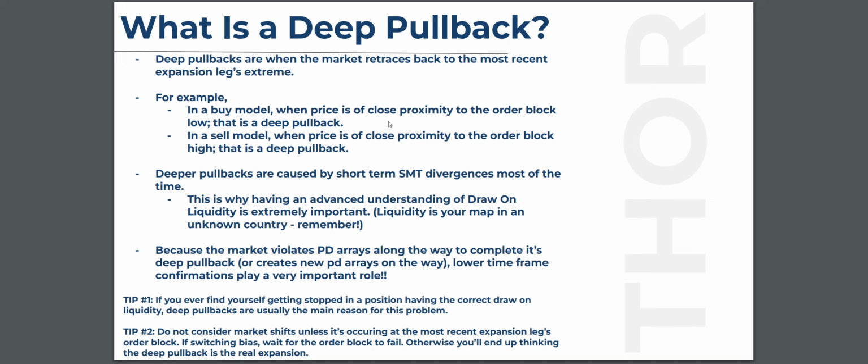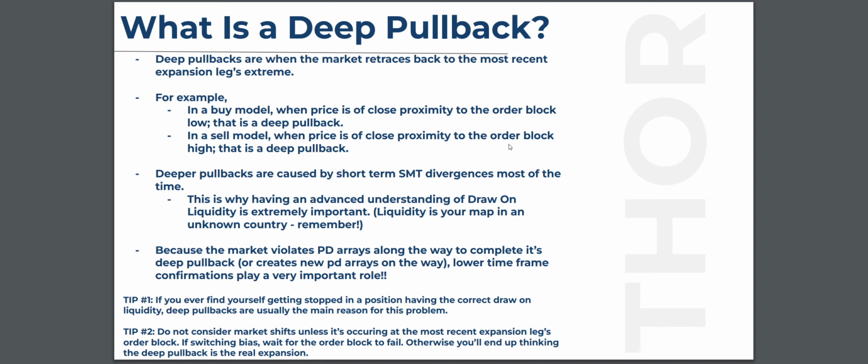Now, deeper pullbacks are usually caused by short-term SMT divergences most of the time. And these SMT divergences usually fake out traders, as well as ICT traders, most of the time, because in deep pullback legs, what you're going to usually see is that it violates the PD areas along the way to complete the deep pullback, or creates new PD areas on the way. So when you see a deep pullback into range EQ, it might create a new fair value gap, for example, or it might just violate an old fair value gap in the bullish order flow.